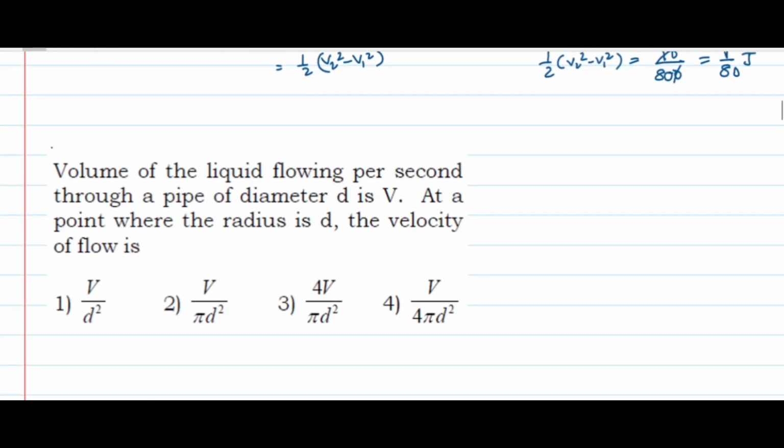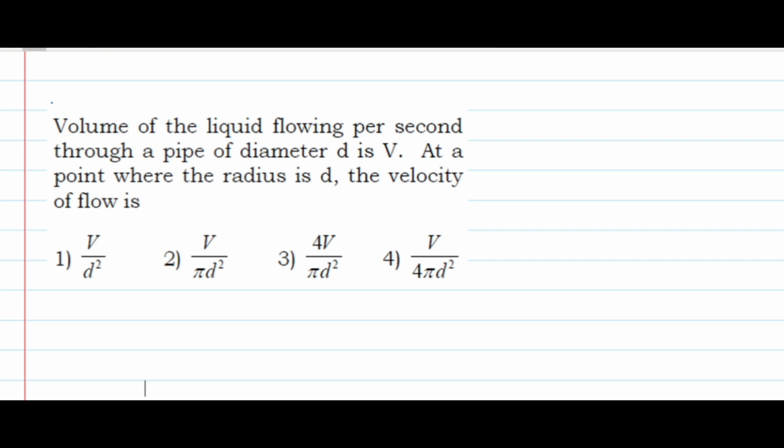Look at the next question. Volume of the liquid flowing per second through a pipe of diameter d is V, given at a point where the radius is d. The velocity of the flow they are asking. Volume of the liquid flowing per second through a pipe, according to the equation of continuity.